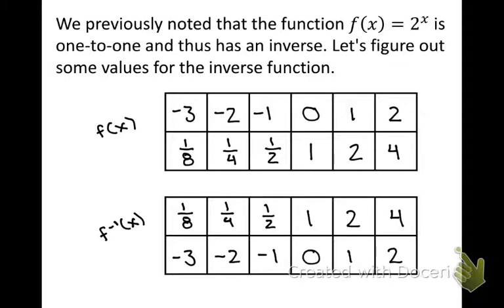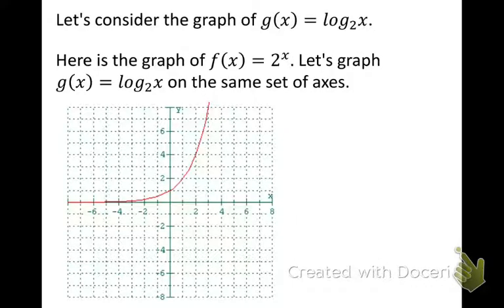Now, when we made this chart for 2 to the x previously, we then were able to graph 2 to the x. We're going to do the same thing now by graphing the inverse of 2 to the x. And guess what? The inverse of 2 to the x is log base 2 of x. So we are going to graph log base 2 of x. Now, currently on the graph is f of x equals 2 to the x. And we're going to graph log base 2 of x on this same set of axes.